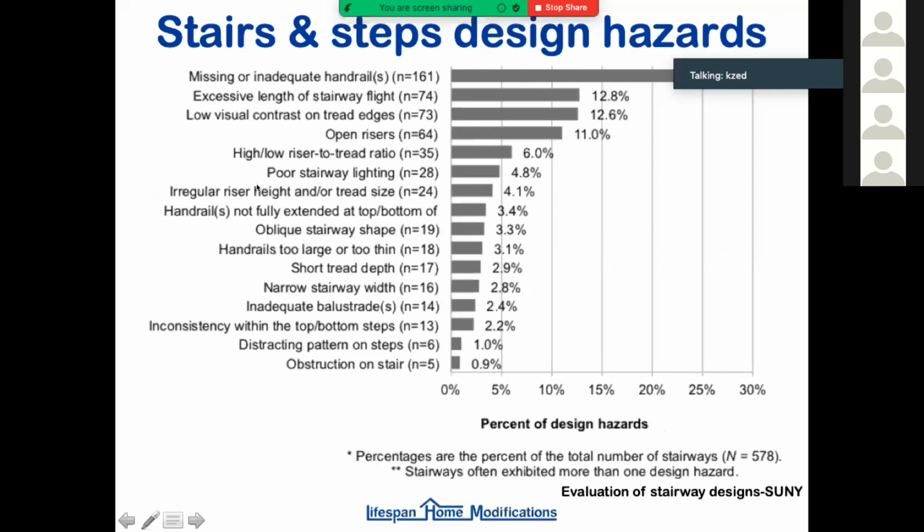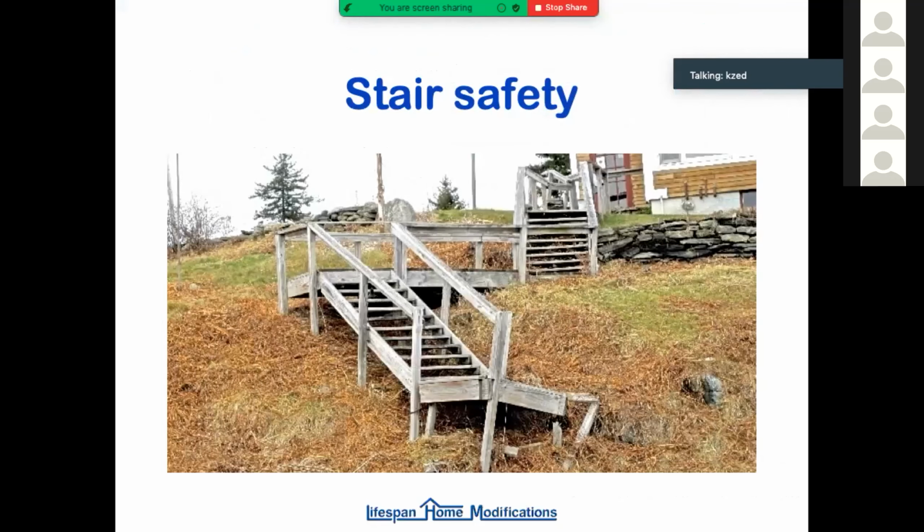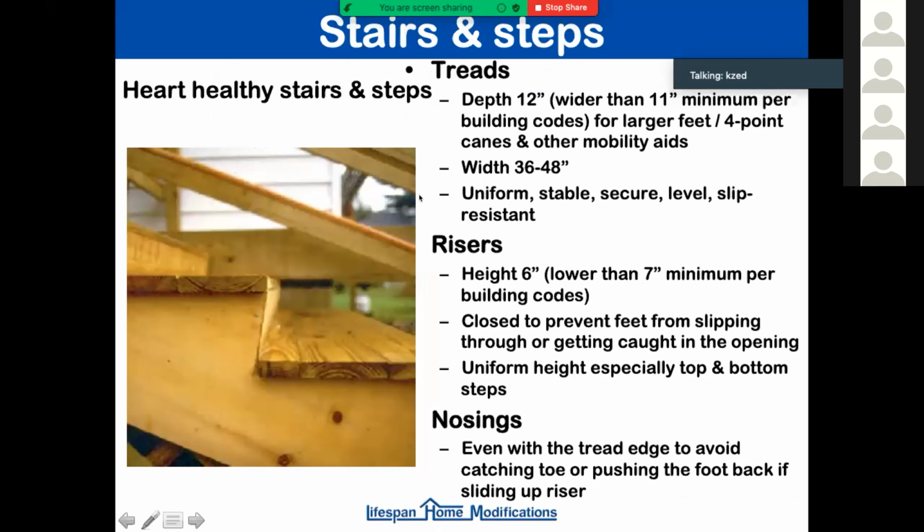So the next thing that showed up on the charts as a hazard is stairs and steps. There's lots of features with stairs and step design, like handrails, lighting, the edge. So we're going to go through some of the ones that are quite important. Obviously handrails is at the top of this list, but we'll start with stair safety. I hope this is not like anybody's stairs who's in our class today. Lots of problems here, and I hope everybody's got a safer set of stairs to go down.